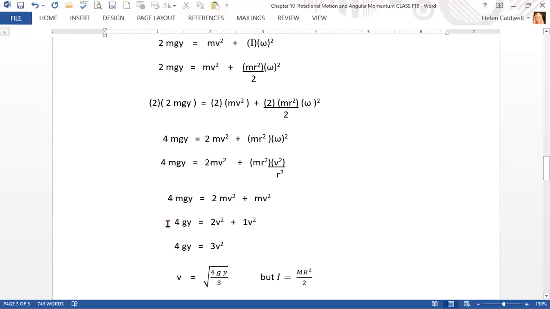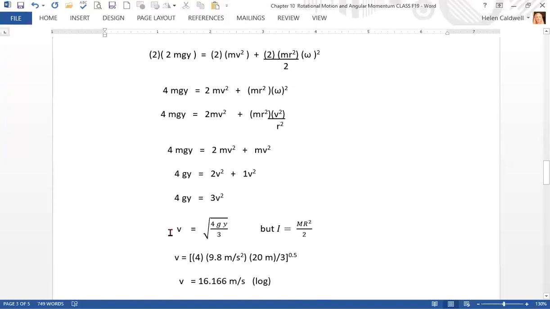So 4gy equals 2v squared plus, I could have written it as just v squared, but I chose to write it as 1v squared. 1v squared and v squared are the same thing. So 2v squared plus 1v squared is 3v squared. And now to solve for v, I divide both sides by 3 and then take the square root. So v equals the square root of 4gy over 3. And I wanted you to remember what the moment of inertia was, mr squared over 2.